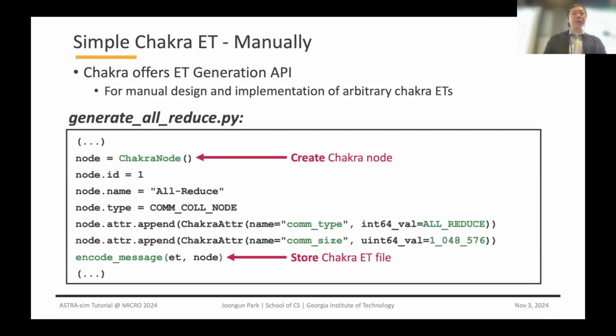A simple Chakra execution trace can be manually made by using the Chakra API. You don't need to fully understand this, but what it basically does is make a Chakra node and encode the type of the communication, like here all-reduce, how big the communication size is, and the number here. So basically this Python code will make a single all-reduce node.